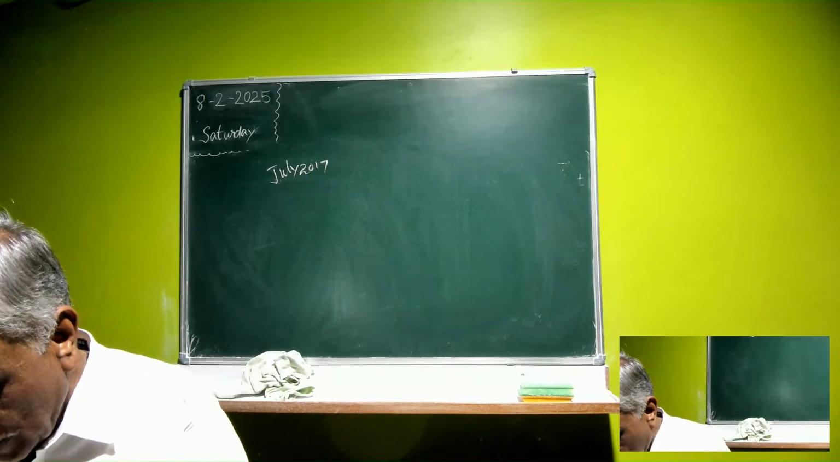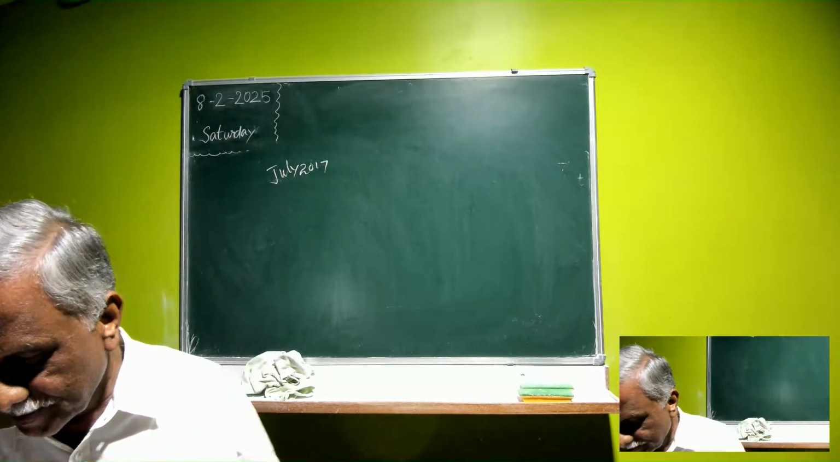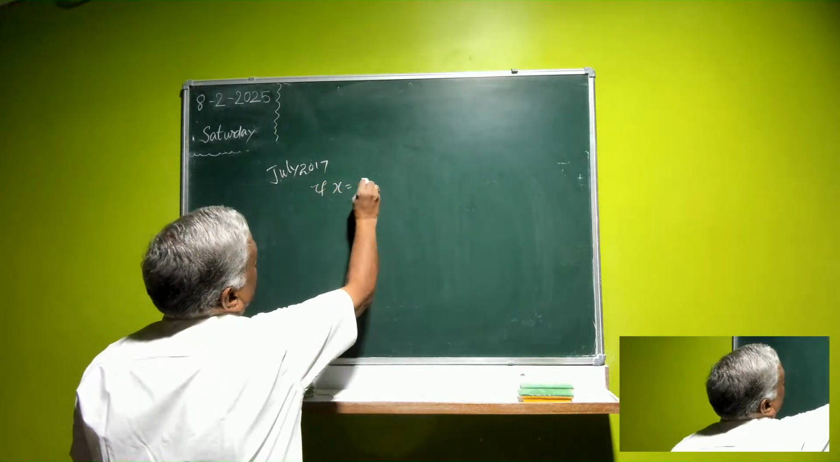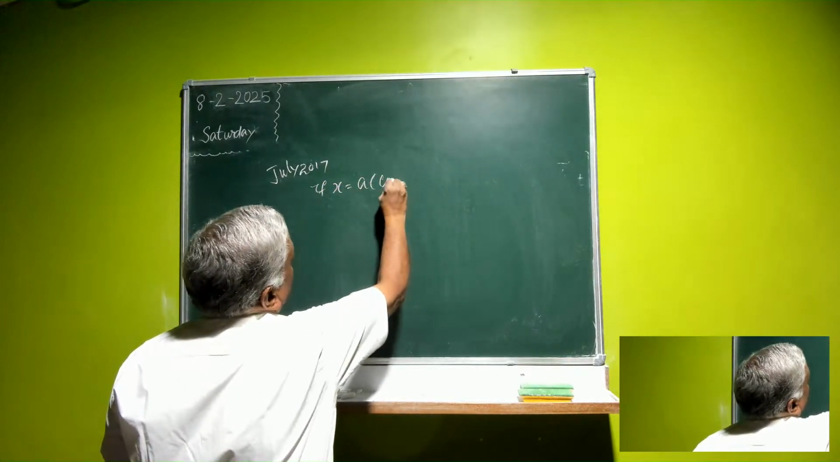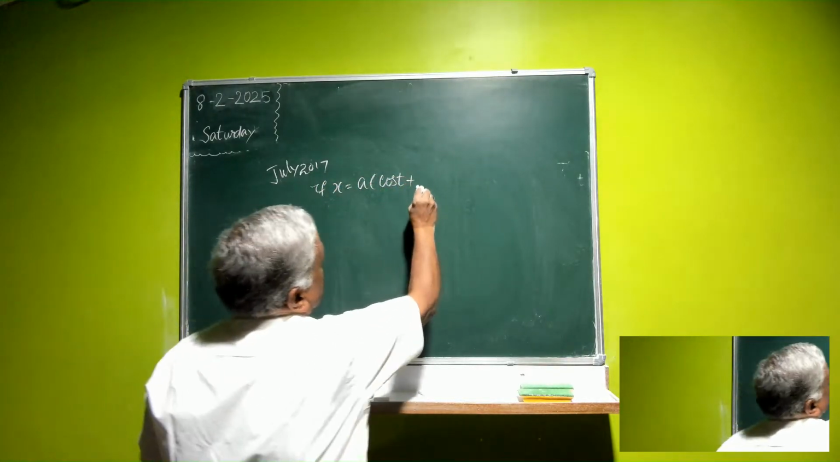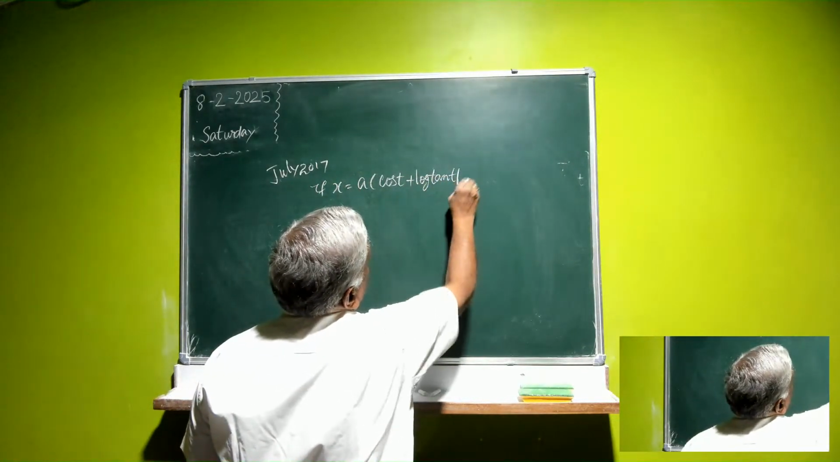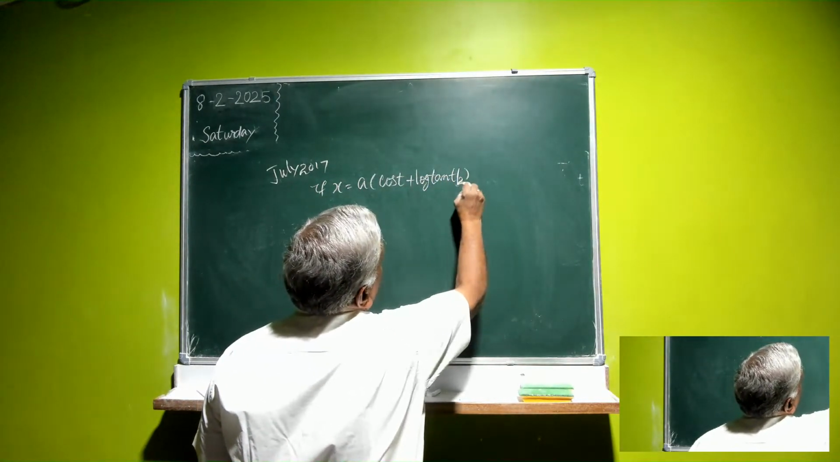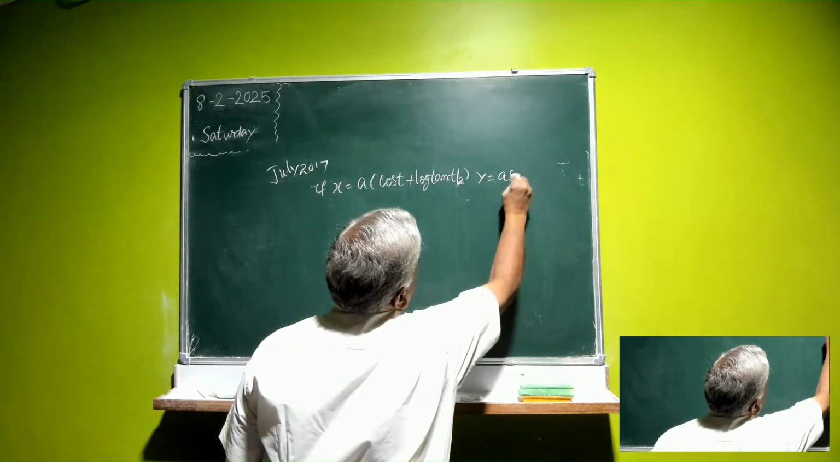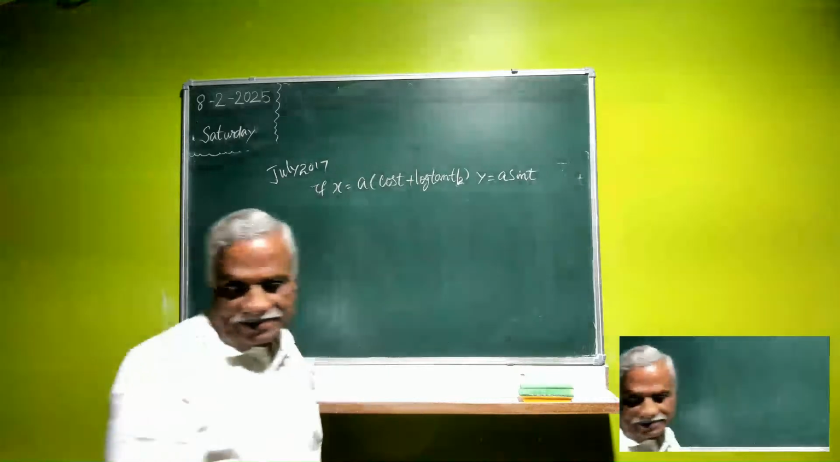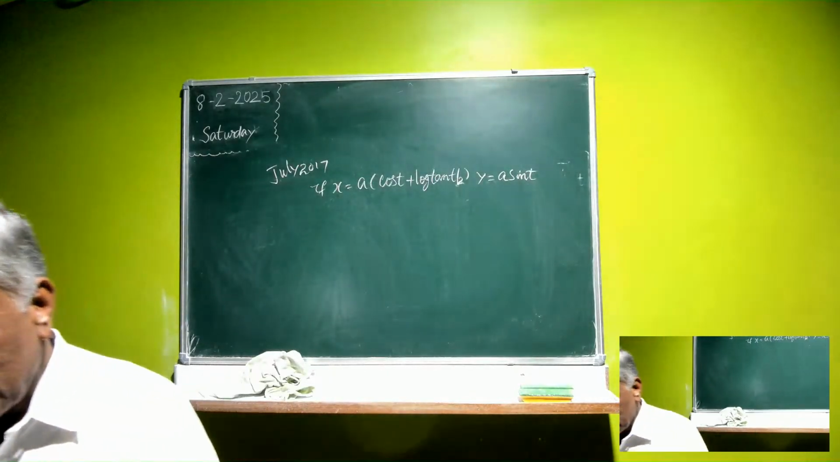The problem in July 2017 is: find dy by dx if x is equal to a into cos t plus log tan t by 2, y is equal to a sin t. Find dy by dx.